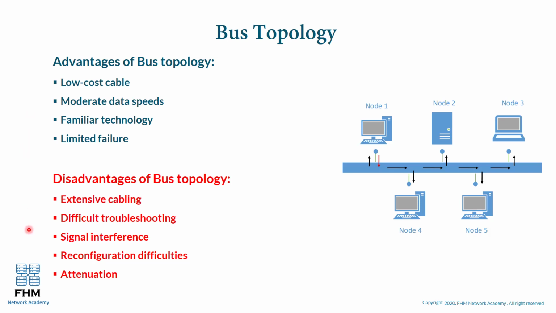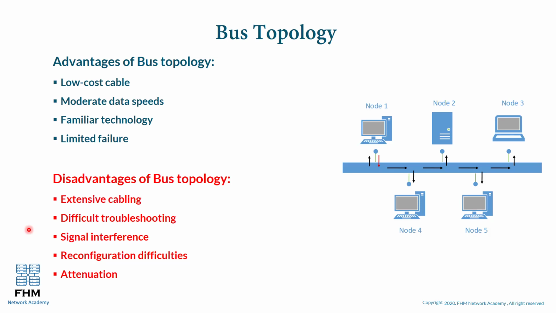Extensive cabling could be considered as the first disadvantage of the bus topology. As I mentioned, a bus topology is quite simpler than any other topology, but still it requires a lot of cabling. Bus topology requires specialized test equipment to determine cable faults. If any fault occurs in the cable, then it would disrupt the communication for all the nodes. So troubleshooting could be difficult.